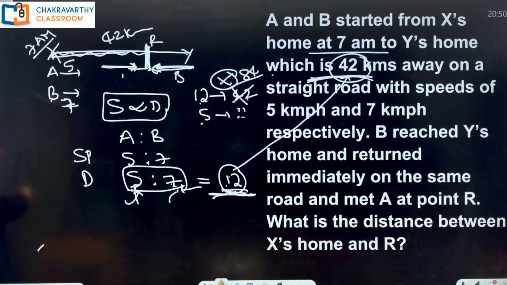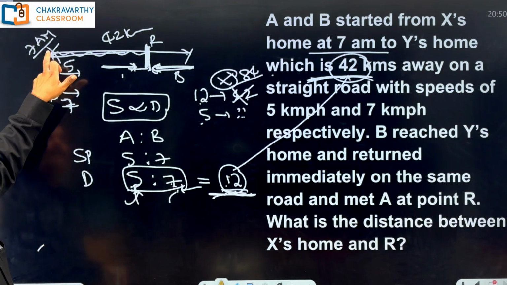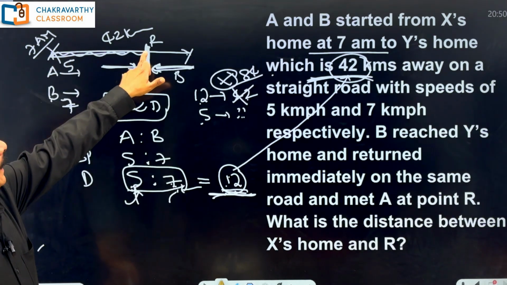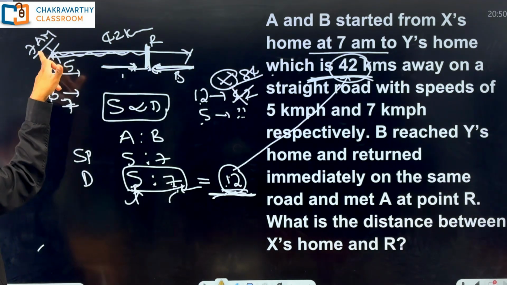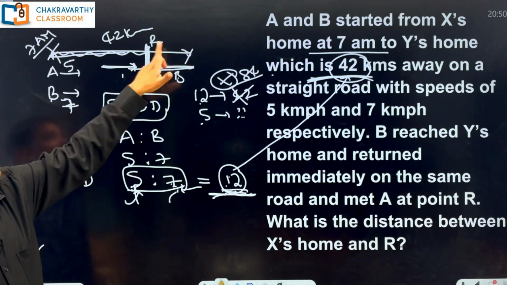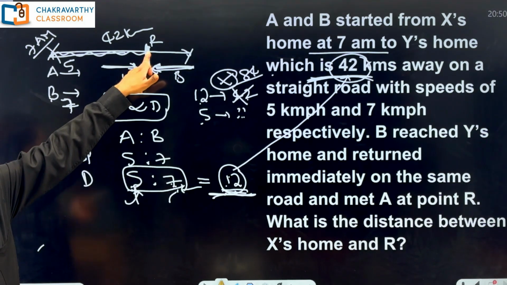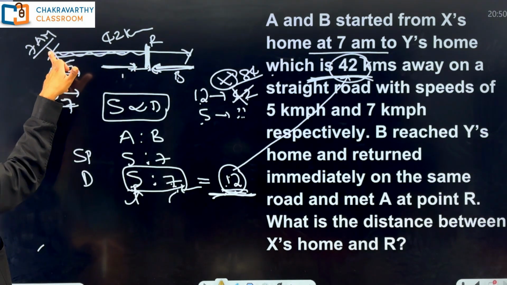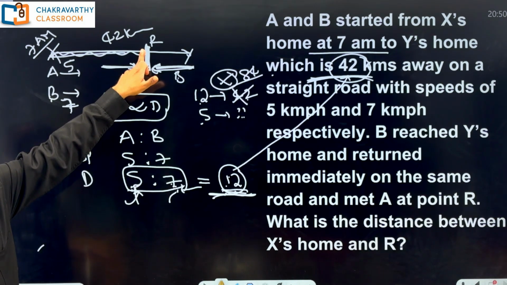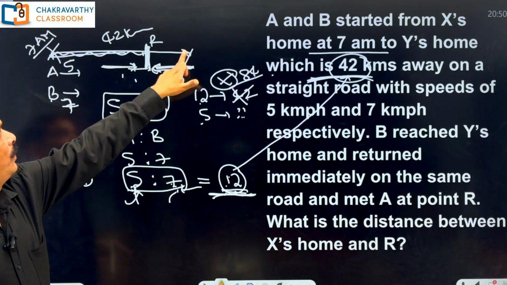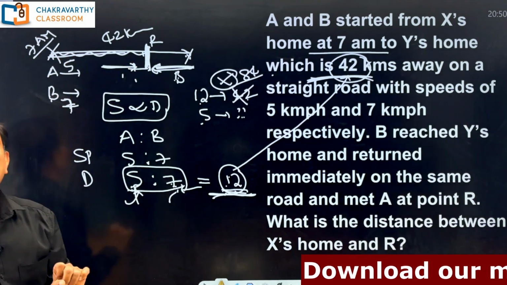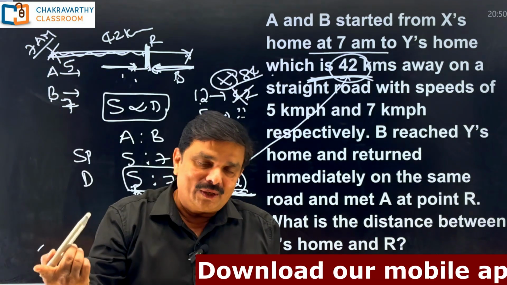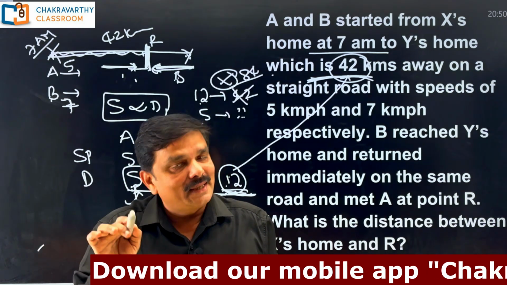Both A and B started there. Let us take B first. B covered from here to here, again from here to here, and came back from here to here. That means B traveled these 42 kilometers plus this distance. Whereas A traveled from here to here. That means B's distance from here to here and again here to R, plus A's distance, is equal to 42 plus 42, total 84 kilometers, isn't it?